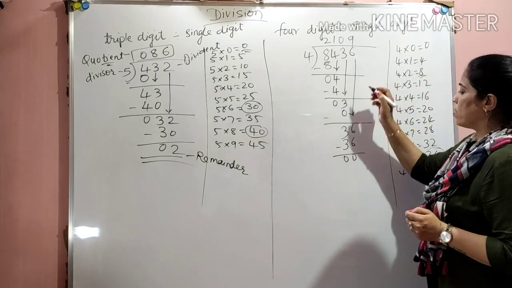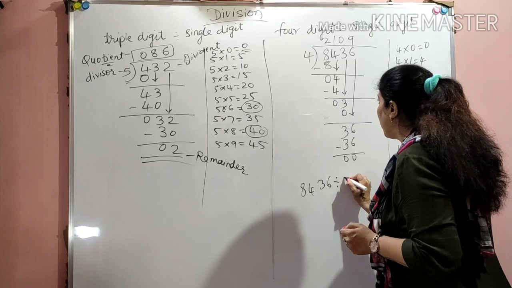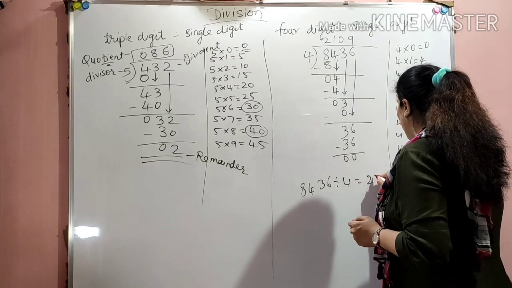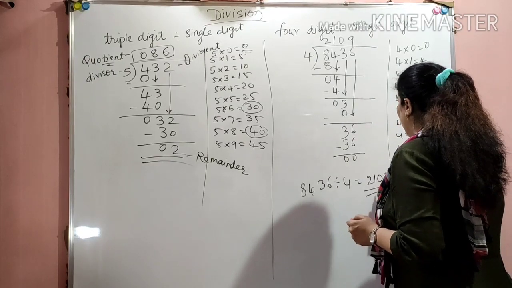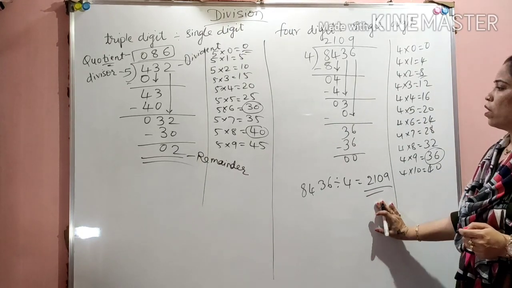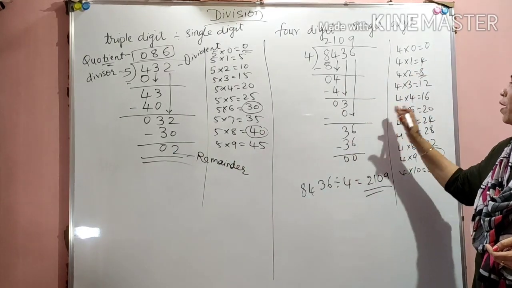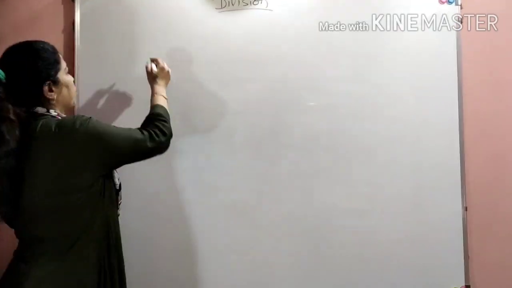So what is our answer? 8436 divided by 4 is 2109. Okay children, this is your answer. I hope you are clear with this triple digit divided by single digit and 4 digit divided by single digit.